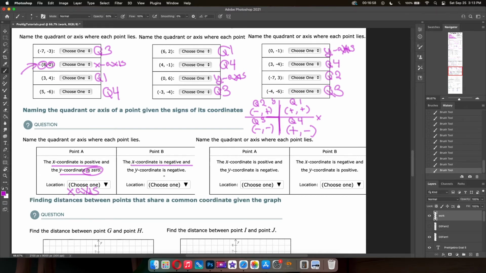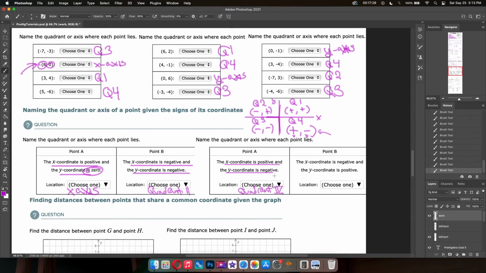Now we have the x coordinate is negative. The y coordinate is positive. So which one is that one? X is negative. Y is positive. That's that one. Ergo, this is going to be quadrant 2. Let's see here. The x coordinate is positive. The y coordinate is negative. That's down in here because there's my x and there's my y. Ergo, this is going to be quadrant 4.